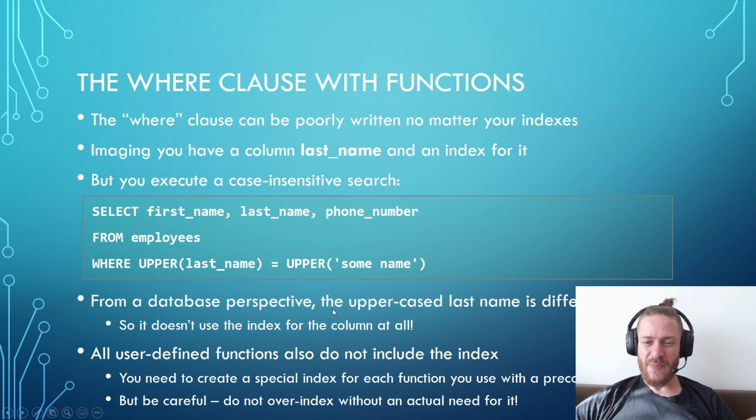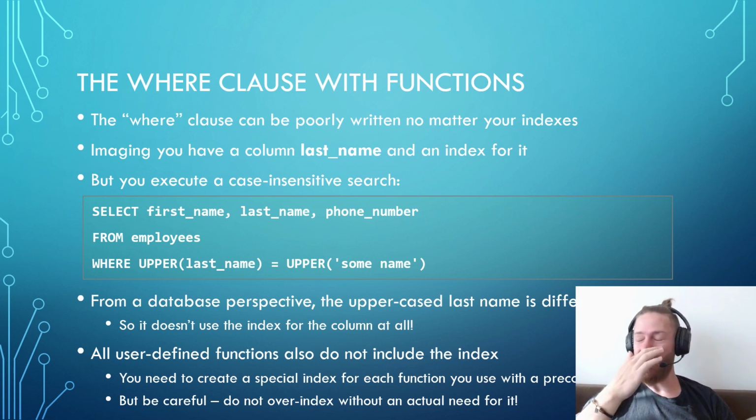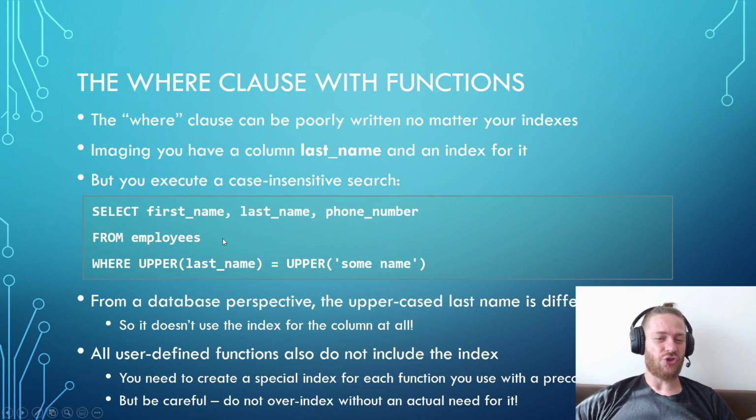So from a database perspective, the uppercase column is a different value. So it doesn't use the index at all. It doesn't use the index seek. It scans through it, but scan is slower. And we may expect that actually that's faster, but that's not true. So all user-defined functions or all functions which change the value essentially will not use the index correctly.